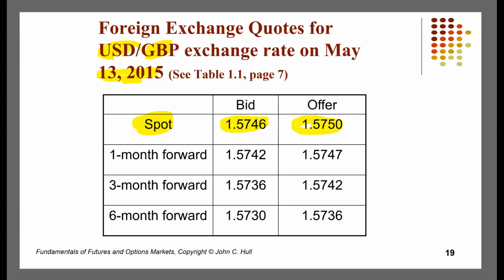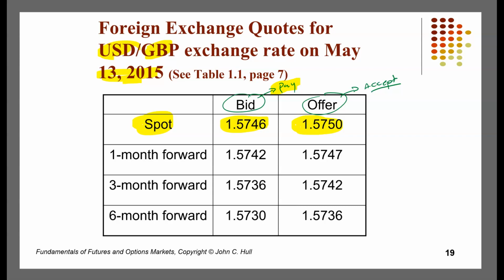And so when you think of the bid, you think of what the market maker is willing to pay. When you think of the offer, you think of what the market maker is willing to accept as payment. So the market maker is willing to pay 1.5746 for one British pound immediately, or within a very short period of time. And the market maker is also willing to sell one British pound for 1.5750 US dollars immediately.